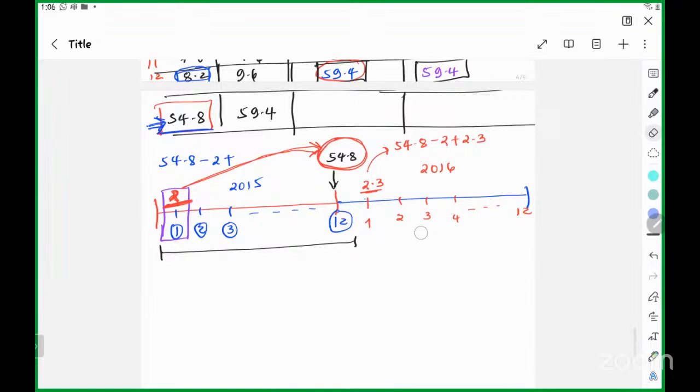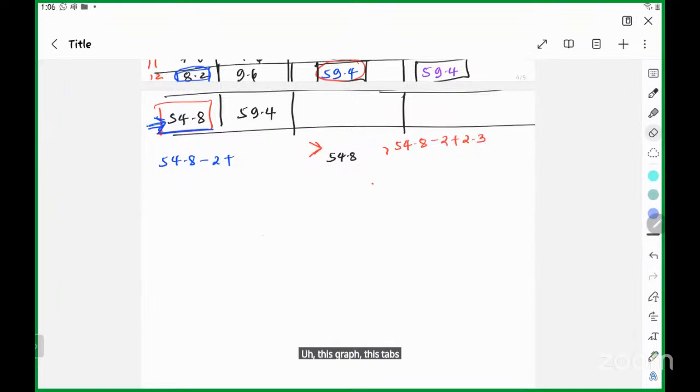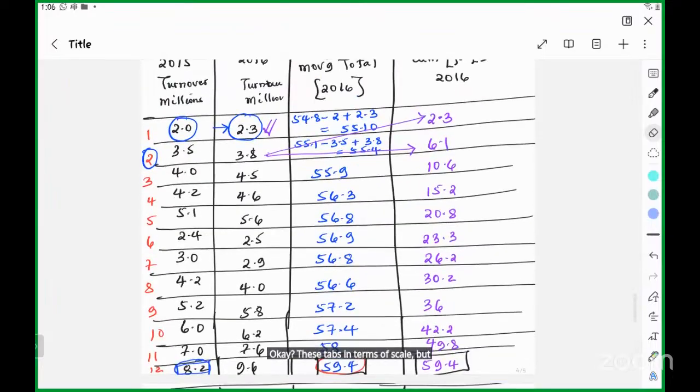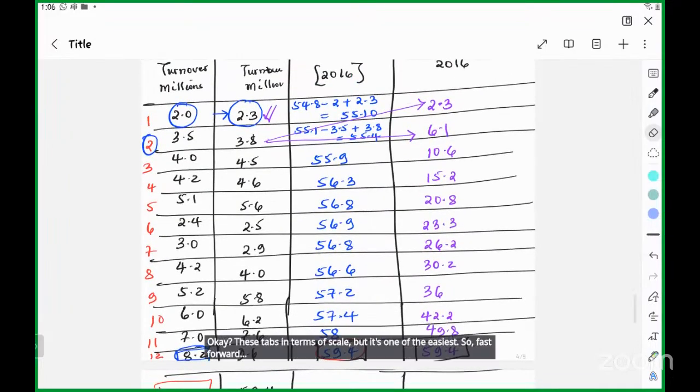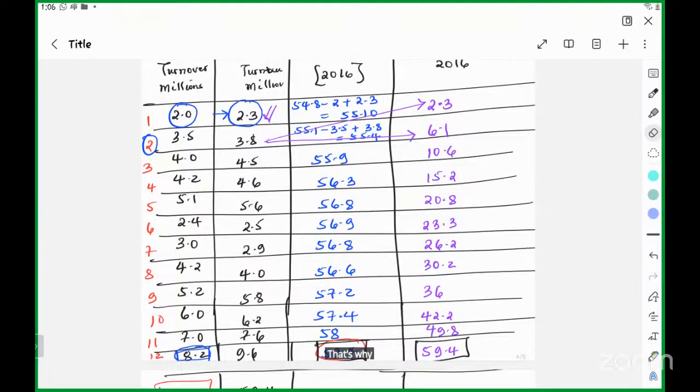This graph disturbs in terms of scale, but it's one of the easiest. So fast forward, you must identify the least values. Your least value will happen in the turnover, in the original entries. That's where the least value is expected. And then the highest value is expected in the cumulative because you are adding them.